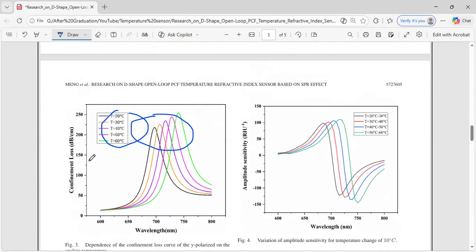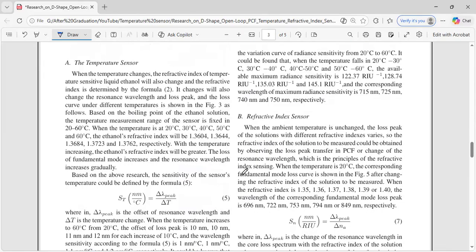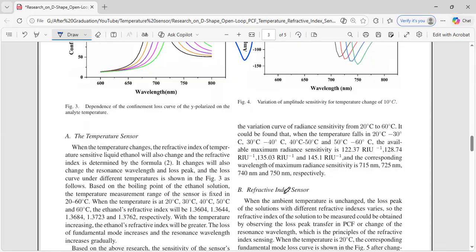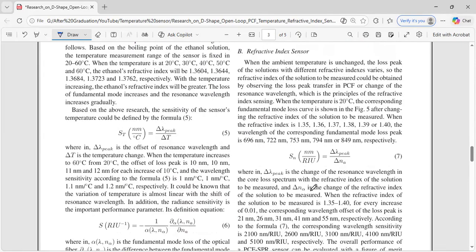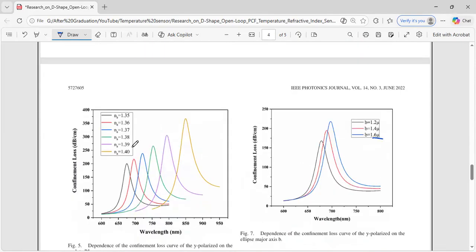This is the confinement loss curve from 20 degrees Celsius to 60 degrees Celsius, and this is the amplitude sensitivity curve from 20 degrees Celsius to 50 degrees Celsius. Okay, so this is a refractive index sensor.